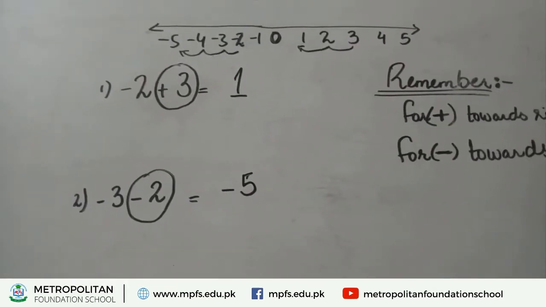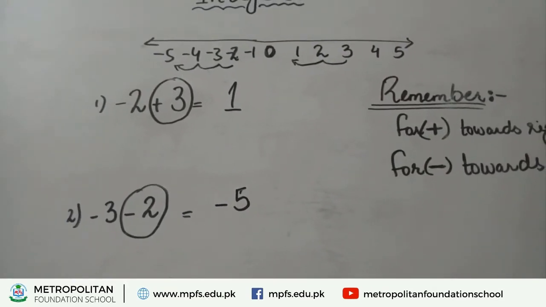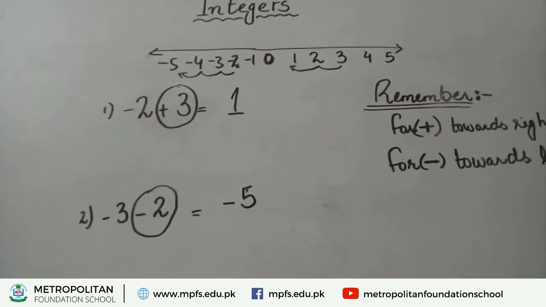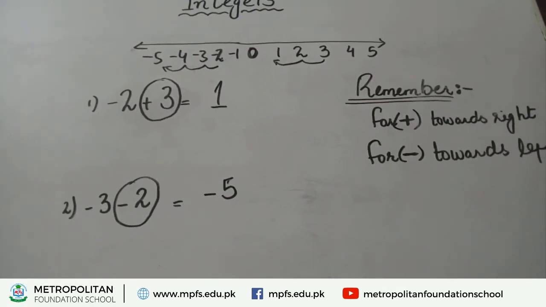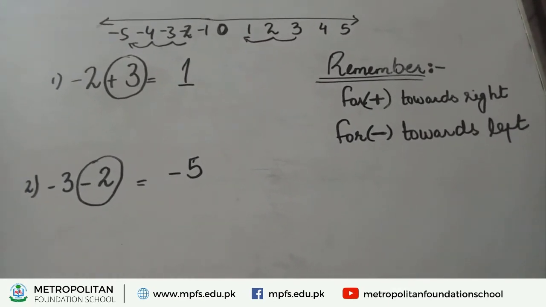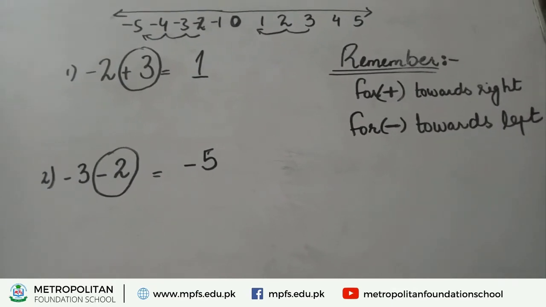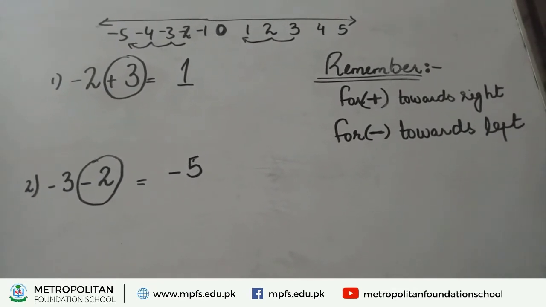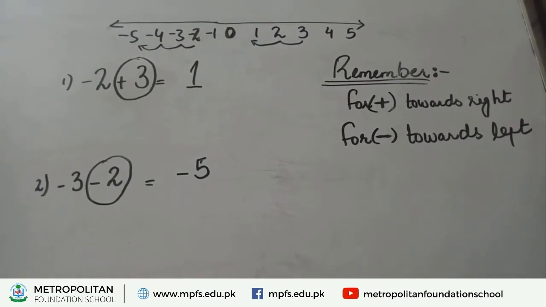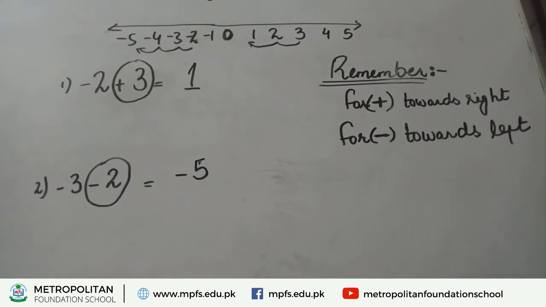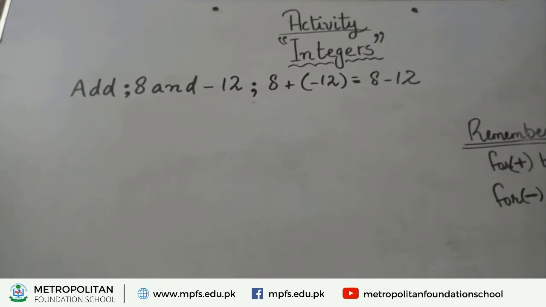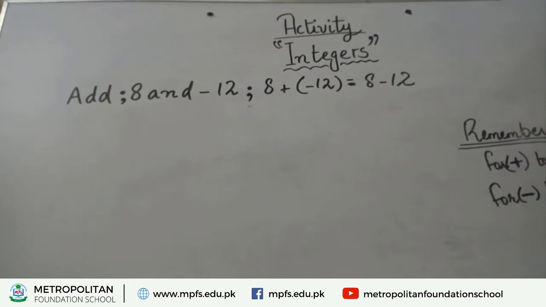These are the short equations of integers. Now I will move towards the complete equations of integers. And for solving these integer exercises or equations, you all have to remember this rule in your minds while solving this or that exercise. Remember, for positive integers we will move towards right, and for the negative we will move towards left. Now students, here I have another example, which is add 8 and minus 12.